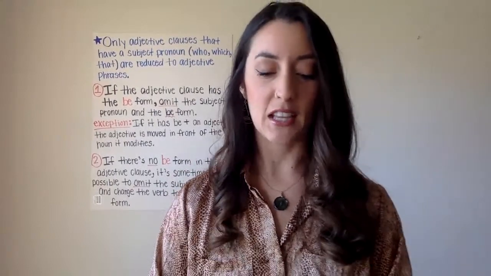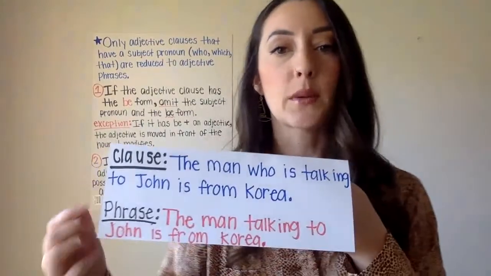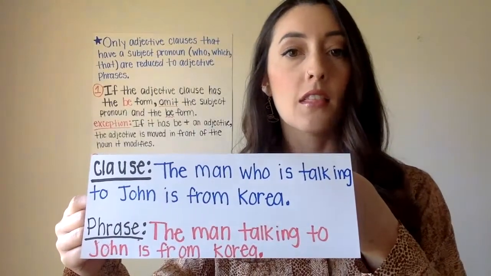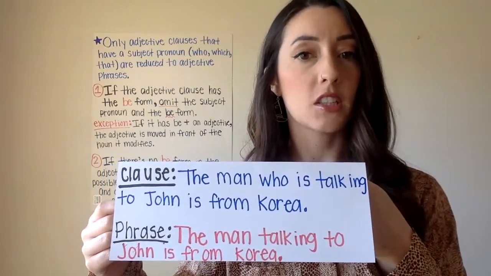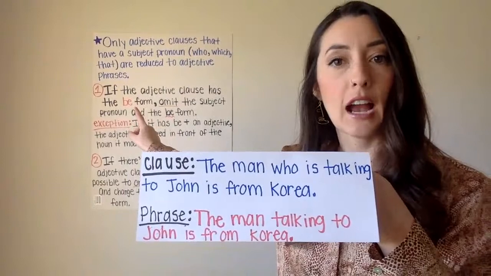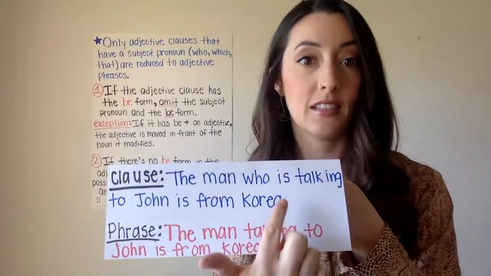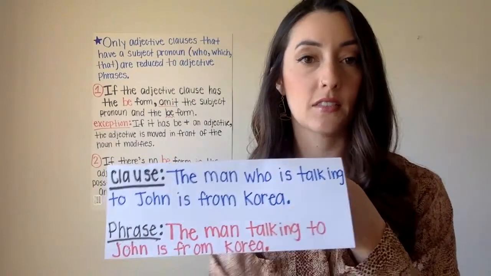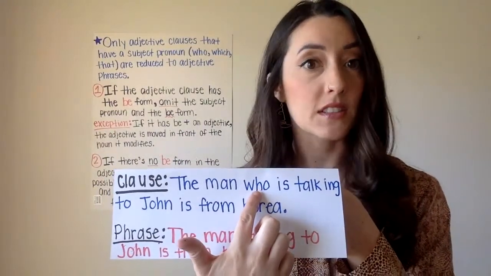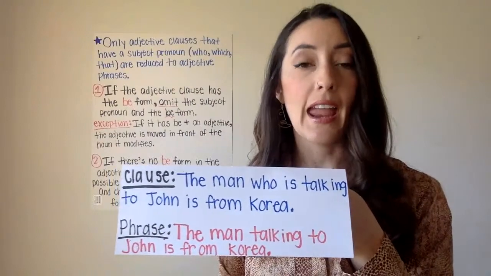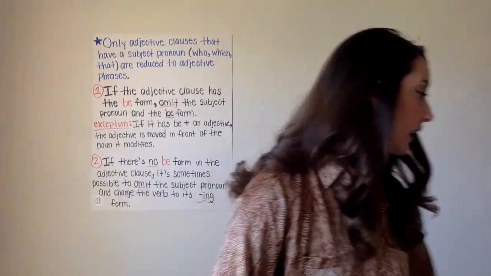Let's practice this first, okay? So let me show you two examples of this. Let's go over two examples. Okay, so we have our adjective clause here. The man who is talking to John is from Korea. The man who is talking to John is from Korea. So does our adjective clause have the form be, the verb form be? Yes, it does, right? Right here, who is, okay? So what do we do? We delete the subject pronoun. What's the subject pronoun? Who, and the verb form of be, which is, okay? We're just going to take that right out.